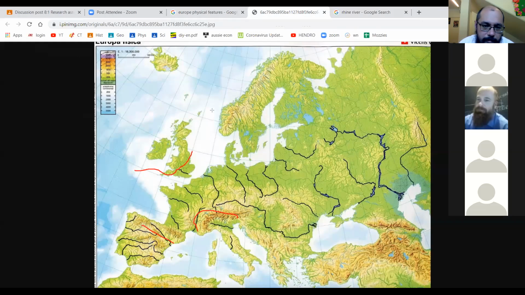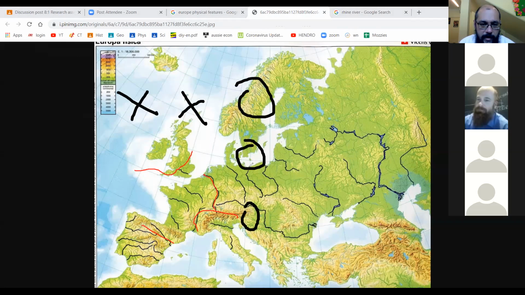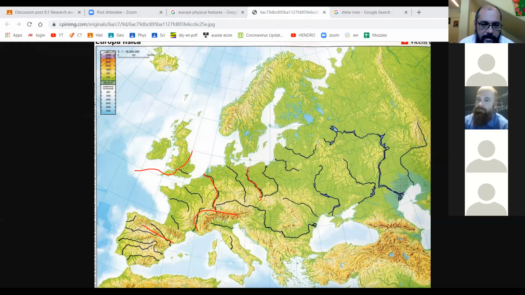The Rhine River goes here. That's not straight. Don't want a straight line. So this is the Rhine River here, and this Rhine River and this river here are basically your outlines of Germany. So France is over here, Germany's here.